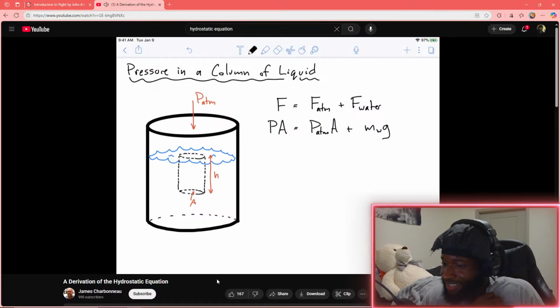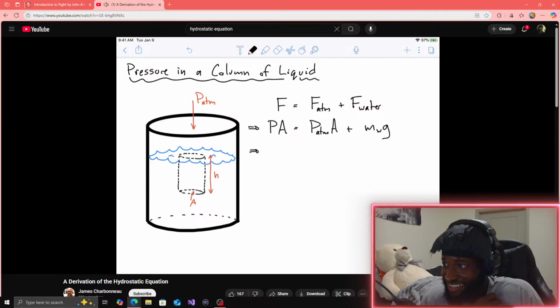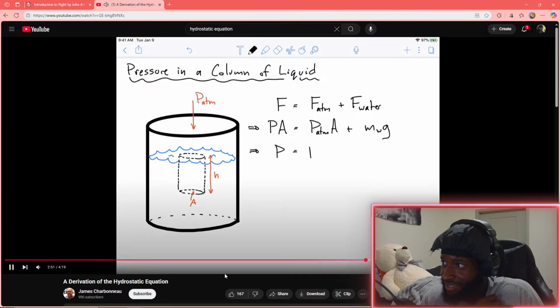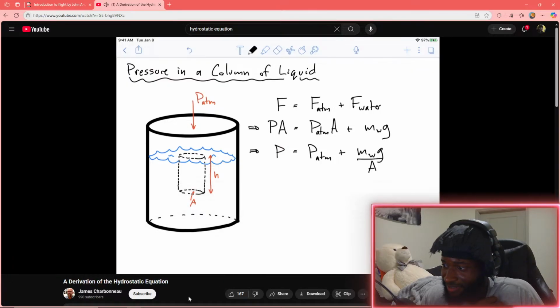I'm going to divide everything by A here. So if I divide everything by A, I get the pressure at the bottom is equal to atmospheric pressure plus the mass of the water times g divided by A. And we can go just a little further here.